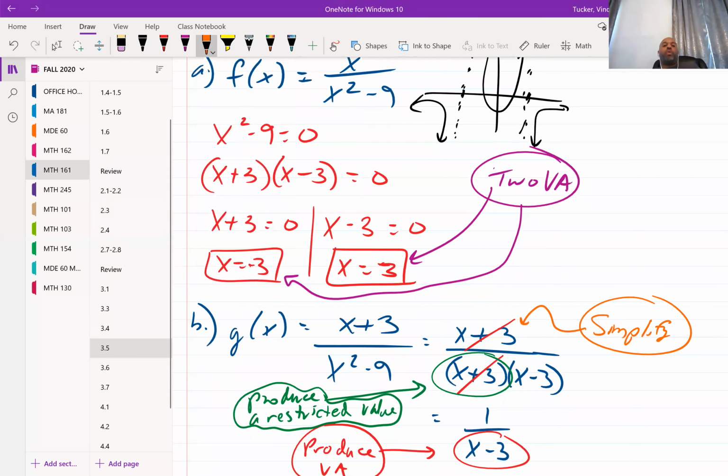All right, so the next one we have x plus 3 over x squared minus 9. So notice the first thing we do is to simplify. You do that if you can. The first one we couldn't, and this one we can. We see that x plus 3 and x plus 3 will cancel once you actually factor out x squared minus 9 using difference of squares.